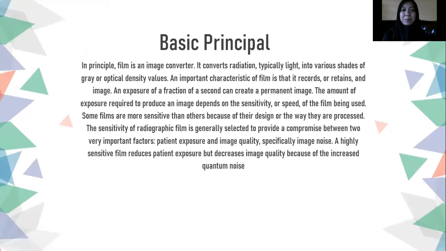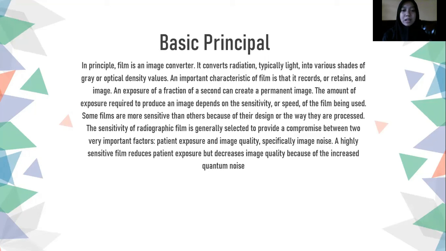Third, basic principle. In principle, film is an image converter. It converts radiation, typically light, into various sets of gray or optical density values. An important characteristic of film is that it records or retains an image. An exposure of a fraction of a second can create a permanent image. The amount of exposure required to produce an image depends on the sensitivity or speed of the film being used.